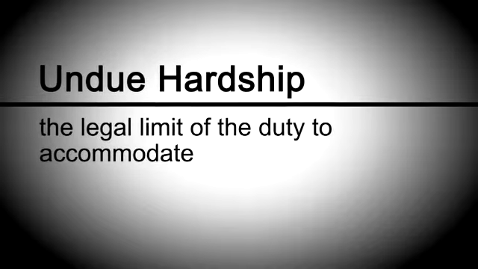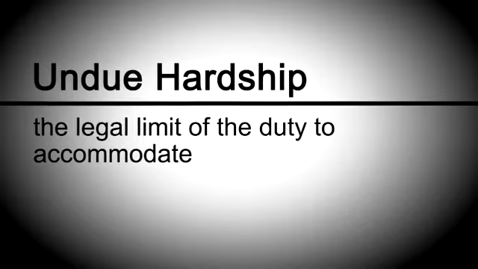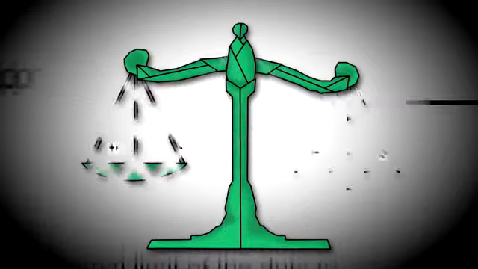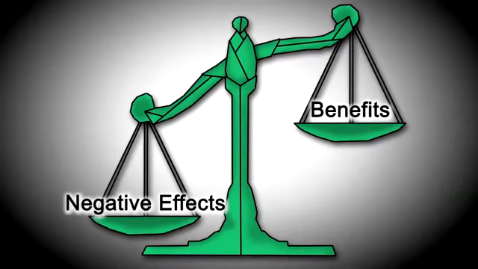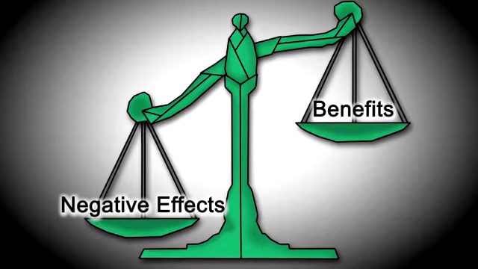Accommodation doesn't have to be provided if it causes undue hardship. Undue hardship is the legal limit of the duty to accommodate. It refers to situations where severe negative effects outweigh the benefit of providing accommodation. Three factors are used to determine undue hardship.